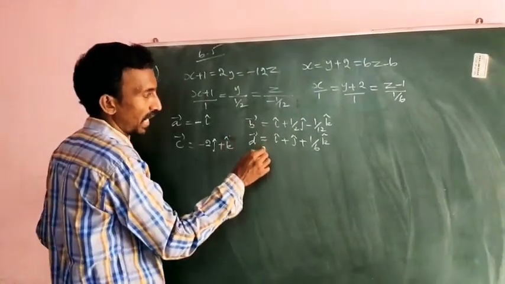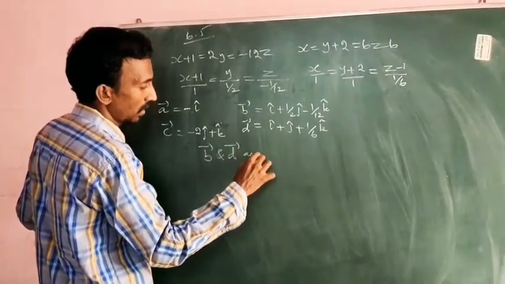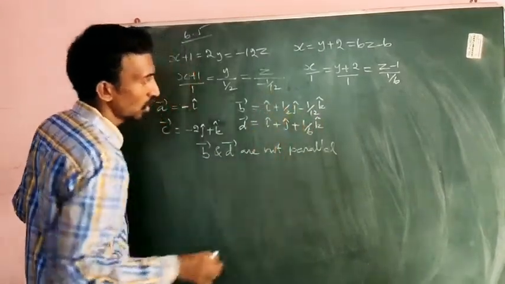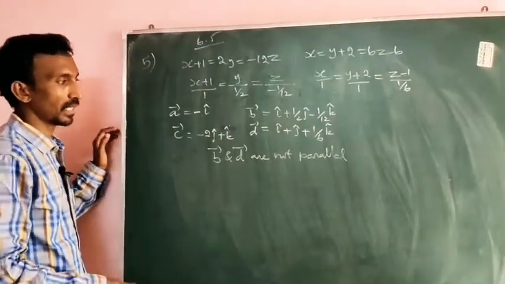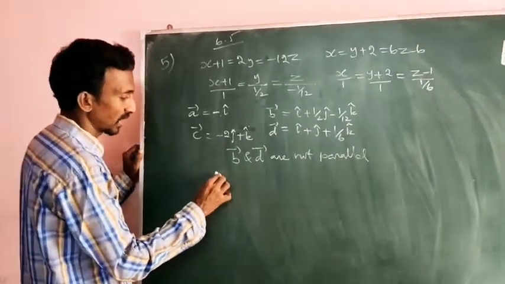First check b vector and d vector. B vector and d vector are not parallel. Okay, look at these two. One is not the scalar multiple of the other, therefore they are non-parallel. Now check the condition of intersection.